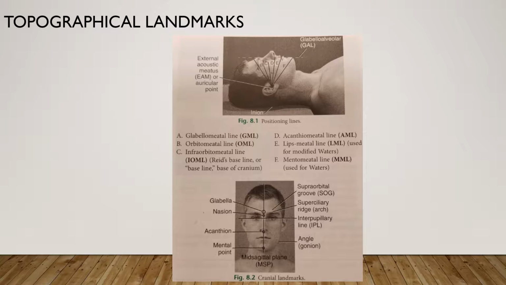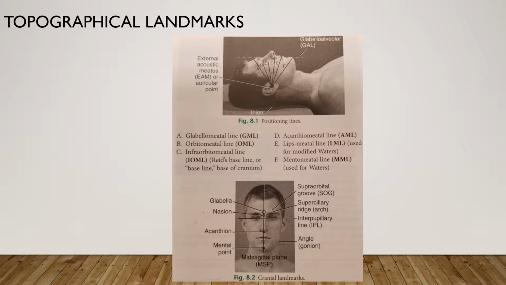If you come down to the mandible and the chin, that is called the mental point. If you take your finger and move it over to the side of your face, that is an angle called the gonion, and that is located on the mandible. And then we also have some lines here. Just above, you see the interpupillary line, the IPL, that goes between the pupils. Above that, you see an arch, and that's called the supraciliary ridge arch. Ciliary are little bodies of muscles that are located in the eyes. And then above that, you have the supraorbital groove.